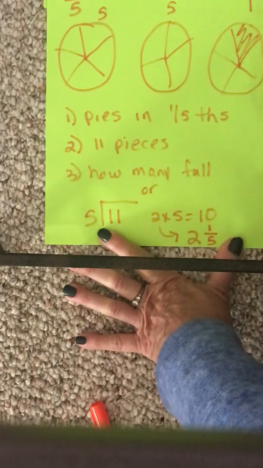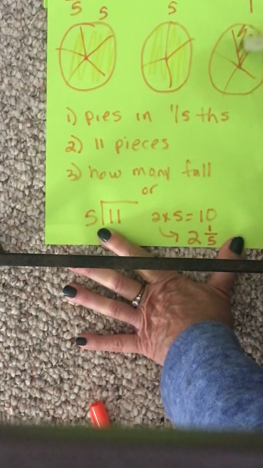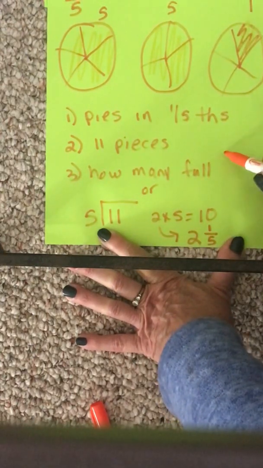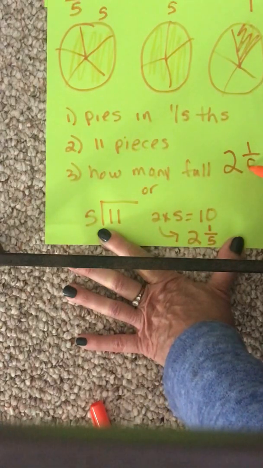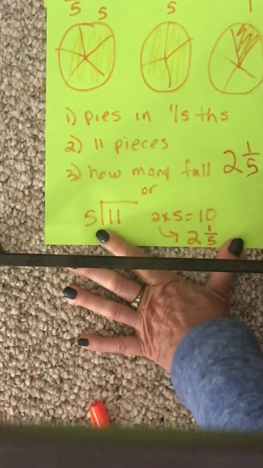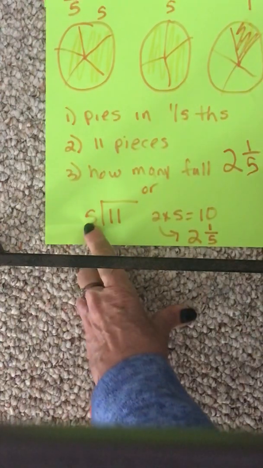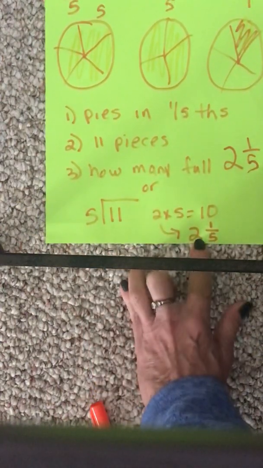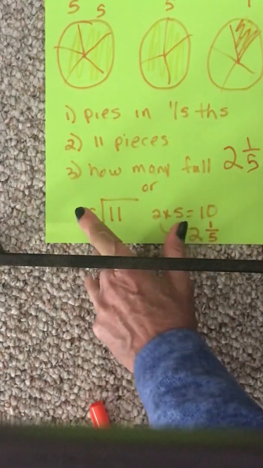How many full pies do I have? I've got one here, and just one piece there. So that gives me 2 full pies and 1 piece of the last pie. So that's 2 1/5. Again, you could have done it as a division problem. 11 divided by 5. You know that 5 fits into 11 2 times. 2 times 5 is 10, and there's 1 left over. That's 1/5.